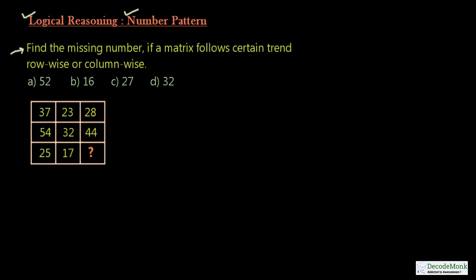The question reads, find out the missing number if the given matrix follows certain trend row wise or column wise. So this matrix is following a certain trend and the trend may be row wise or column wise, and you have to figure out the missing number. So let us first try row wise if any relationship can be found, because just by viewing these numbers nothing comes to our mind. So row wise, let us take the first row.